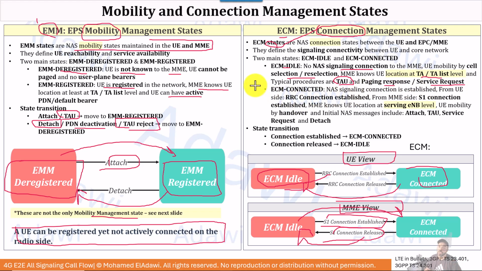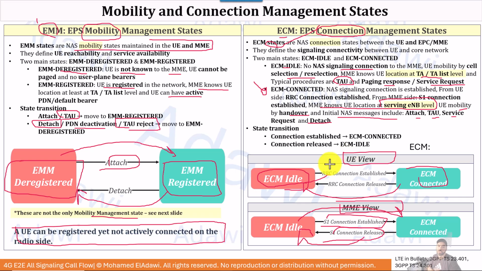While in the ECM connected state, the main difference is that now the NAS signaling connection, which is the S1 connection, has been established, and the location of the user is known by the eNode B. The core network knows the location by the eNode B because the user is already connected. That's why it's mentioned here: the MME knows the UE location at the serving eNode B level. And for sure, the mobility will be done through handover because the user is already in connected mode. Initial NAS messages include attach, tracking area update, service request, and detach.